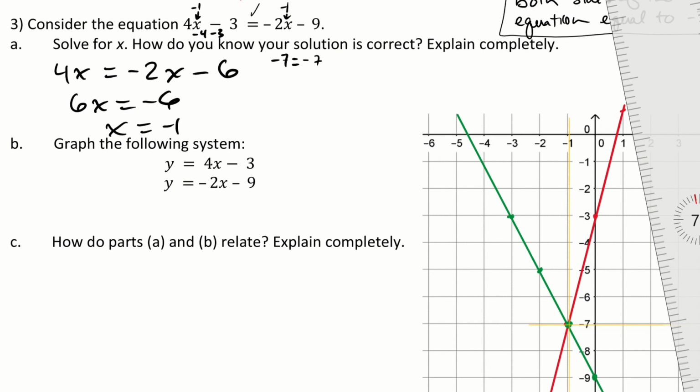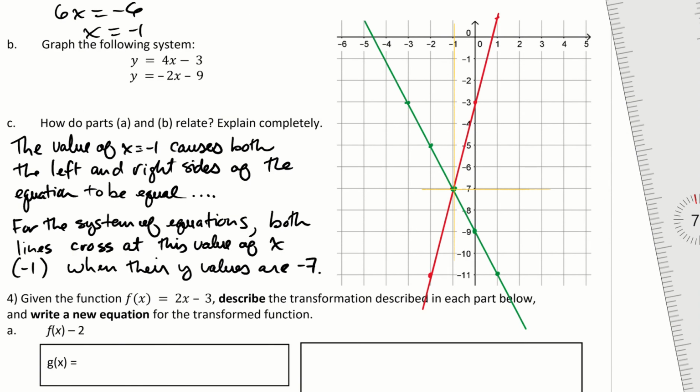So let me write down a response here. So I wrote down the value of x equals -1 causes both the left and right hand sides of the equation to be equal. It causes them to be -7. For the systems of equations, both lines, y equals 4x minus 3 and y equals -2x minus 9, both lines cross at this value of x, -1, when their y values are -7.